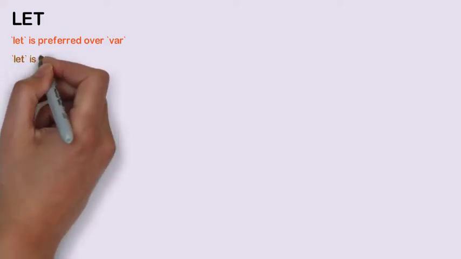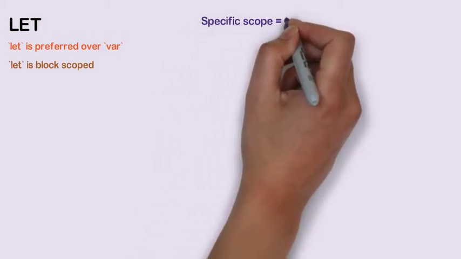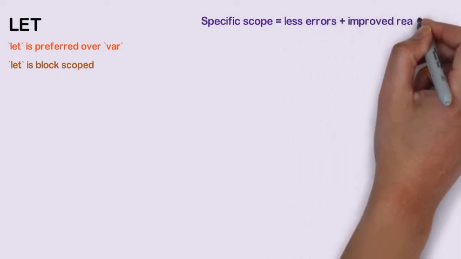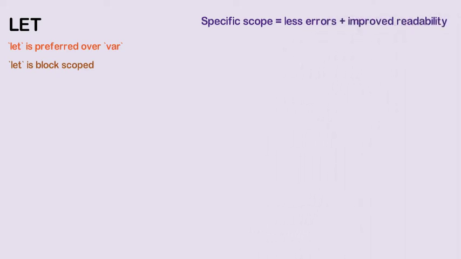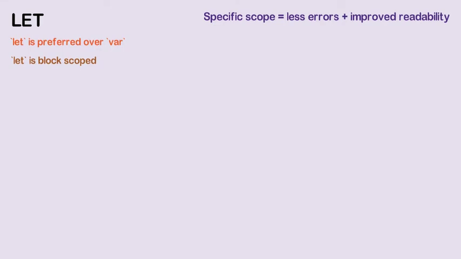Let is block scoped. A block is a chunk of code bounded by curly braces. Anything within these curly braces is a block. So a variable declared inside a block with let is only available for use within that block. A specific scope means fewer errors and improved readability. Let's check these things practically.